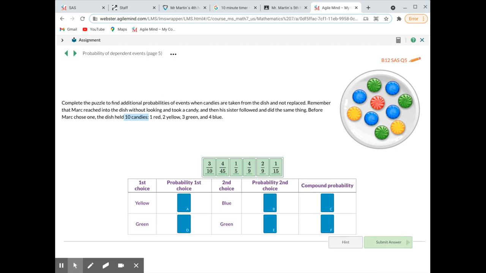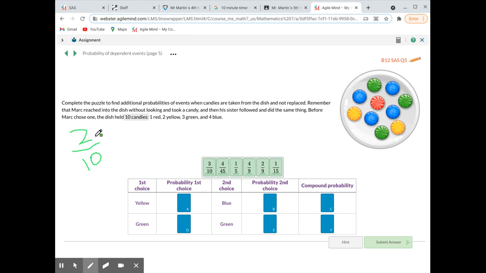Go ahead, Vincent. 10. There are 10 of them. So it would be a what chance? 30%. 3 out of 10. Well, it's a 2 out of 10, which would be how many percent? 20. Yeah, 20%. But there's no 2 out of 10 on here. So what are we going to have to do to 2 out of 10 to get our answer?